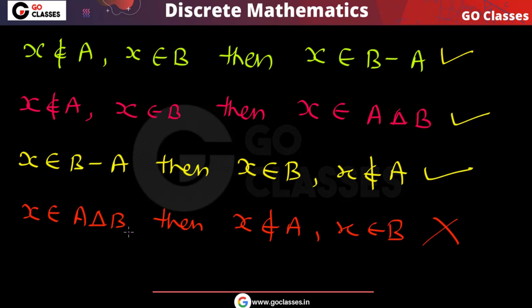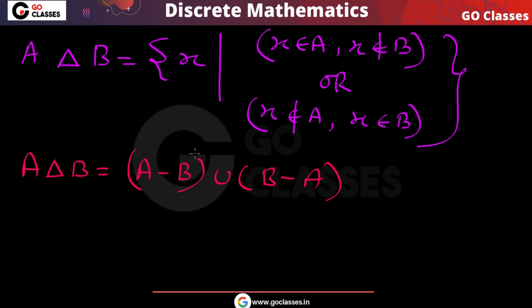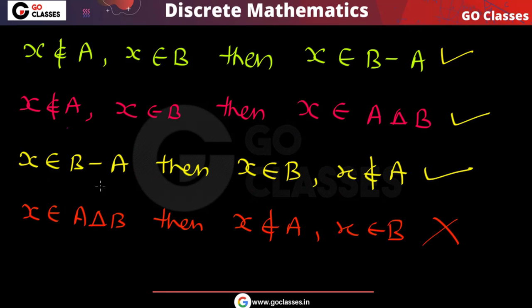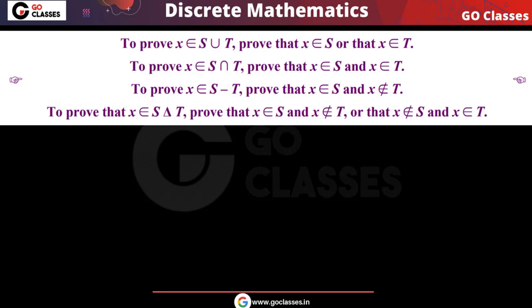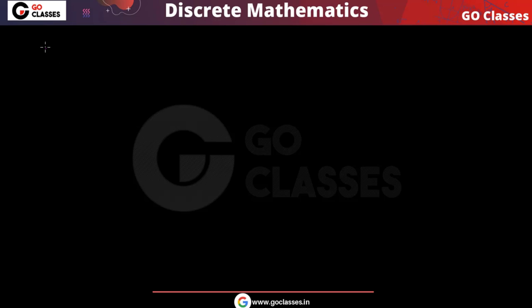This statement I cannot say, because if x belongs to A symmetric difference B, then maybe x belongs to B minus A, or maybe x belongs to A minus B. So you can notice the symmetric difference is the union of this and this. I can say in the symmetric difference we have those elements which are in exactly one of these sets. So if x belongs to the symmetric difference, then maybe x belongs to A but x does not belong to B. So this statement is not correct. This is how you can understand each and every operation. Each and every set operation you should understand very clearly.